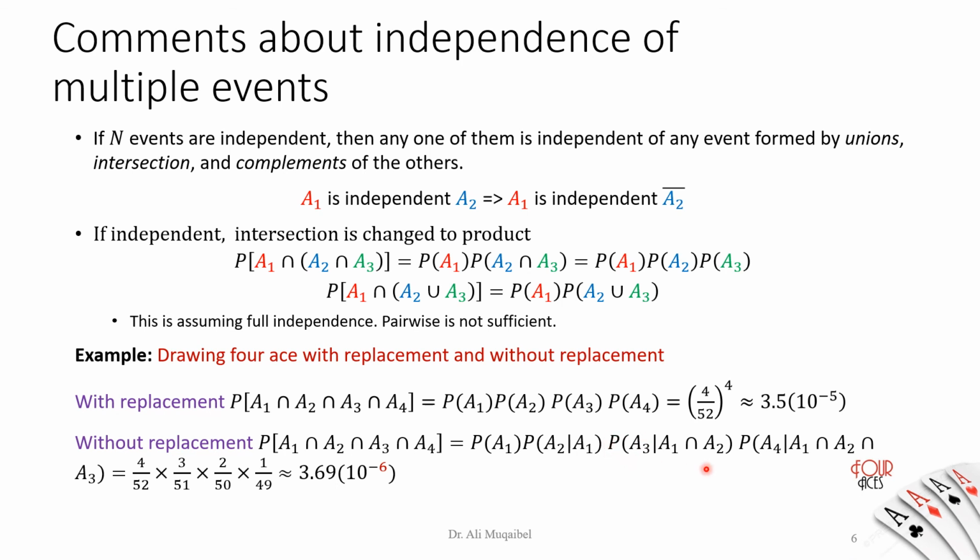And then the third probability, conditioned on the 2 before being aces. So we have 2 out of 50. And the fourth one, probability of A4, given that A1 intersection with A2, A3, which means the previous 3 are aces. Then we have 1, because what remains is only 1 ace, divided by 49, the remaining number of cards. You can see this number is totally different from this number. Returning the card makes the events independent, so we can use a simple multiplication. But not doing that, we have to use conditional probability. Remember the relation between conditional and joint. So this is general, and this is in the case of independence.